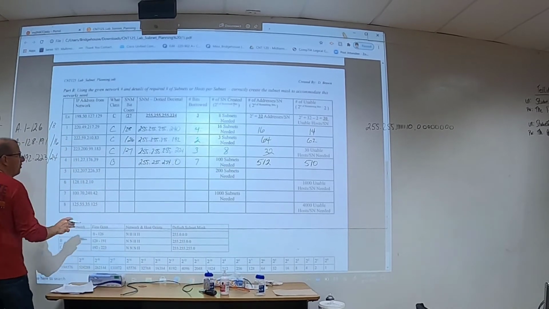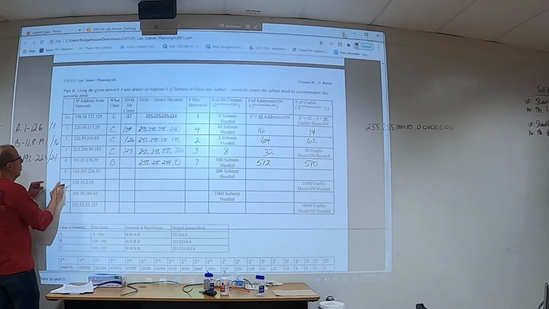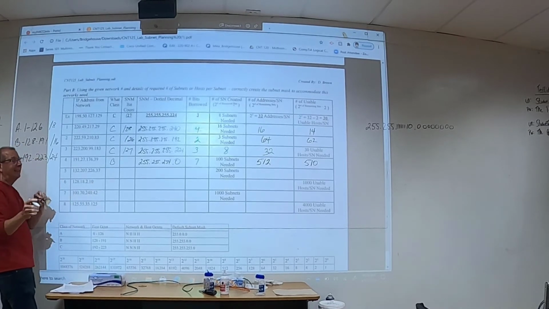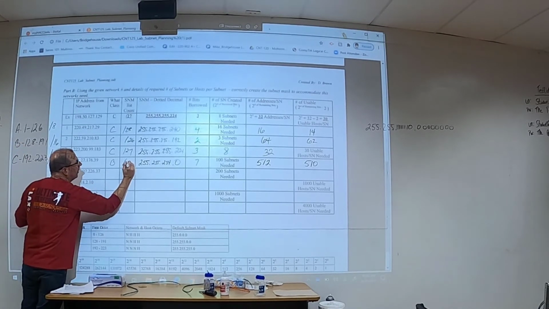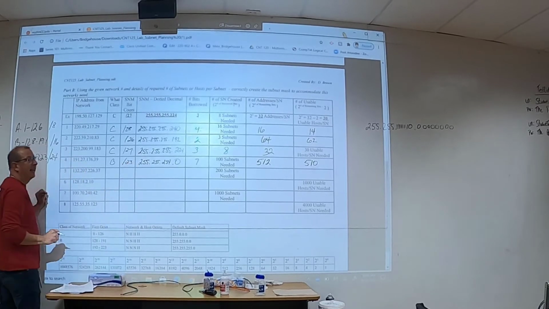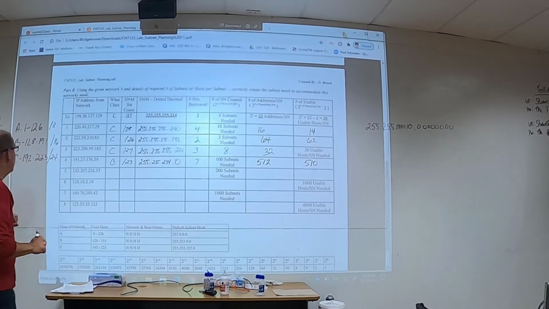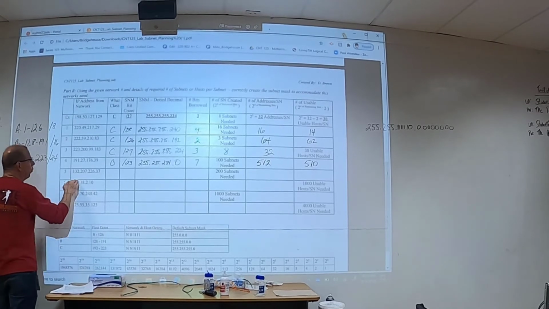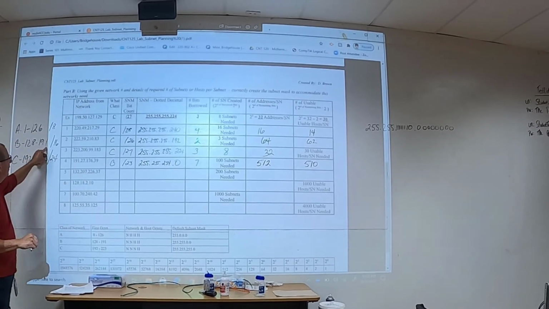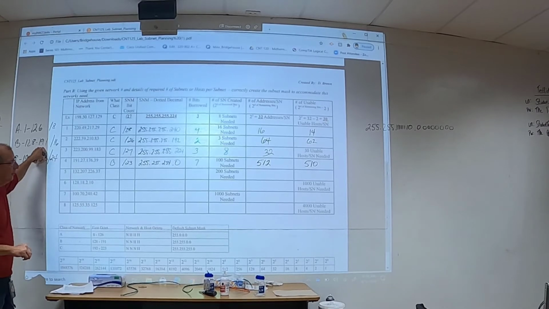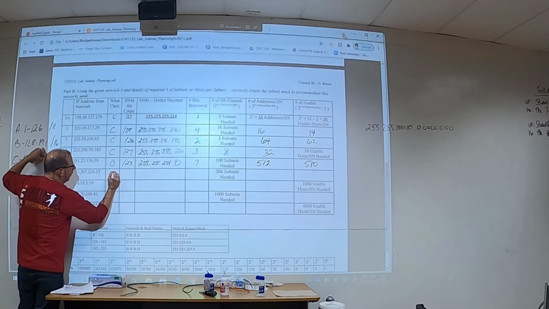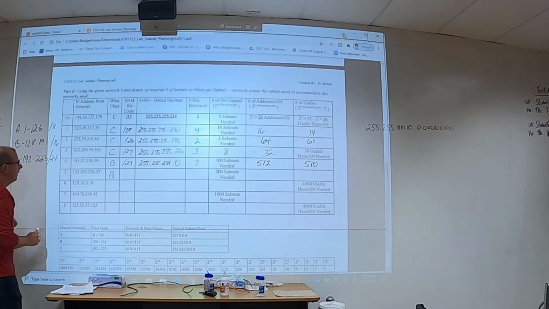My CIDR notation here would normally have been a 16. 16 and 7 is a /23. Hope everybody's following along and getting all that. Let's jump down to number 5. It's a 132. Also inside of my Class B range. So let's make it a B. All right.